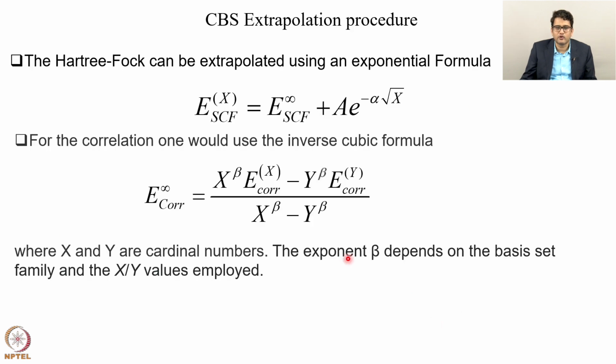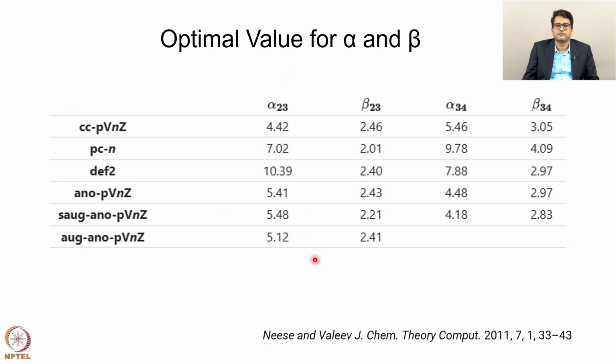Just before going into that, it's necessary to say that these are not the only ways of extrapolating basis set formulas. There are multiple ways of extrapolating to the complete basis set limit, but these two are generally the most popular. These alphas and betas are predetermined, and you can find them in this paper for different families of basis sets.